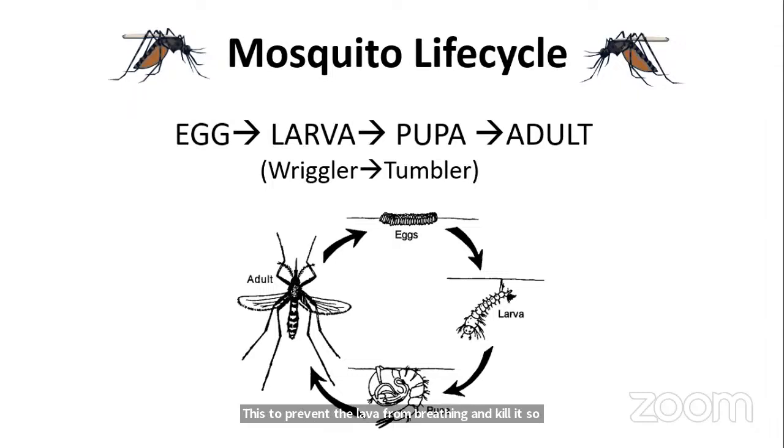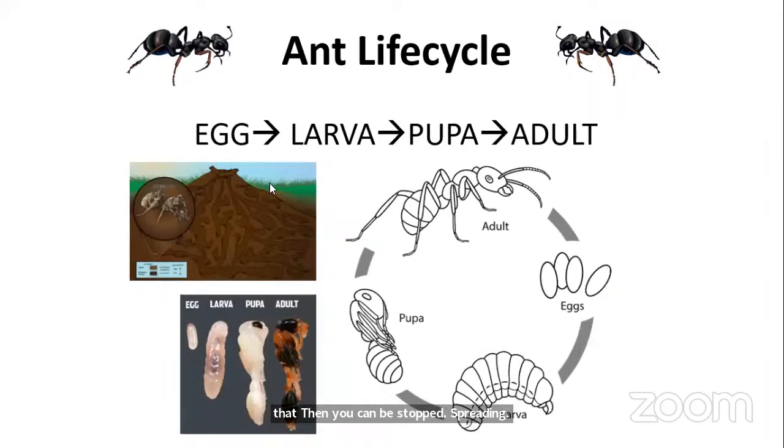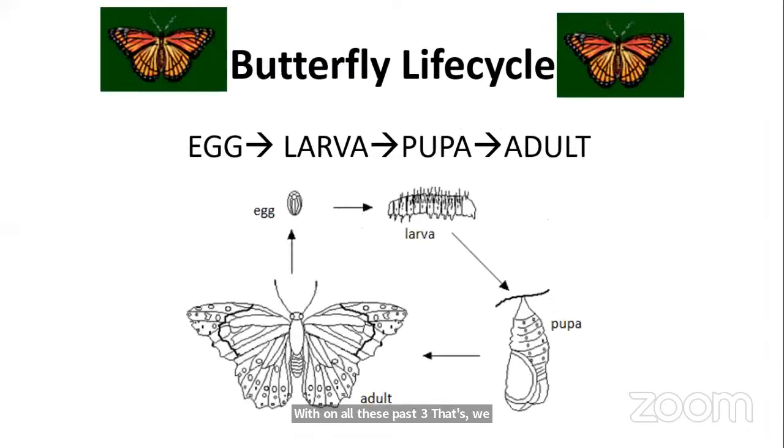Next up, we have the ant. The ants also have 4 stages: egg, larva, pupa, and adults. You can see in the picture here, egg is here, larva, pupa, and adults. Based on all these past 3 examples, we realize one thing. The young looks different from the adults.